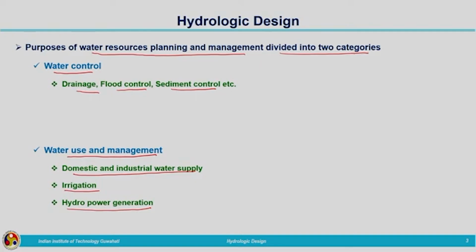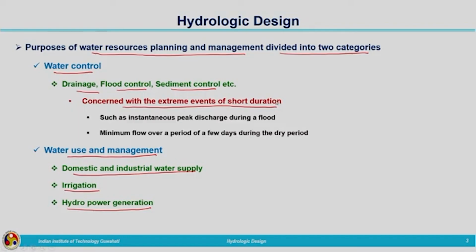One is for water control, the other one is for water use. Water control is concerned with the extreme events of short duration such as instantaneous peak discharge during a flood and minimum flow over a period of a few days during the dry period. Dry period conditions will be looking at the minimum flow value corresponding to sediment control and similar kinds of projects, and in the case of flood control and drainage system type of projects, we will be looking into the extreme value, the maximum value of the discharge.